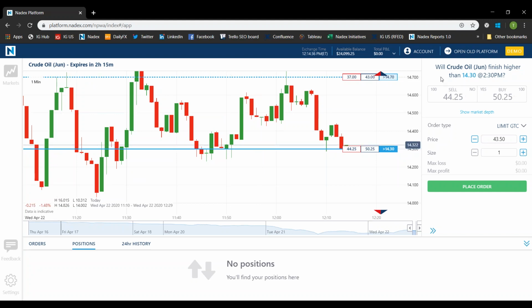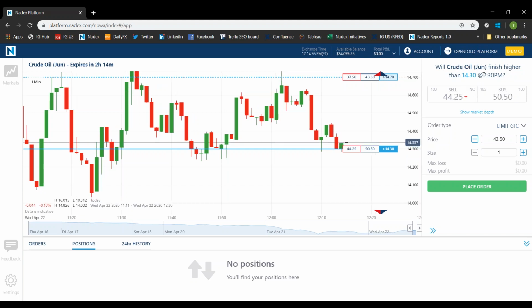When I clicked on this contract, notice that it brought up an order ticket on the right-hand side, and it tells me exactly what I'm trying to potentially trade. Will crude oil finish higher than 1430 at 2:30 today? Okay, that's the question. Do I think that's going to happen? Yes or no? And I can make my prediction.